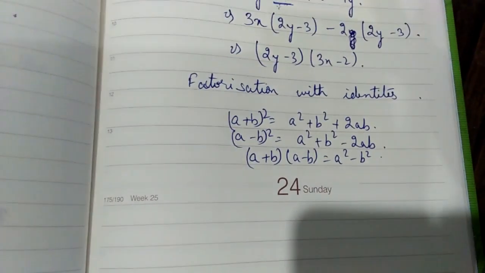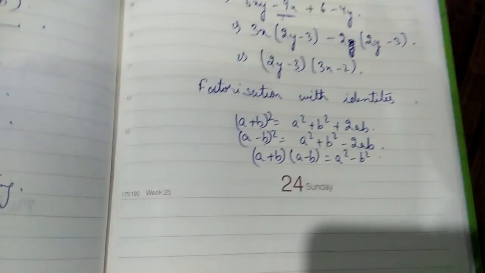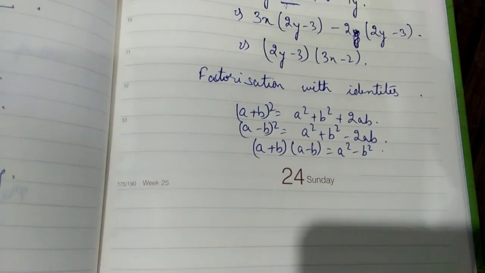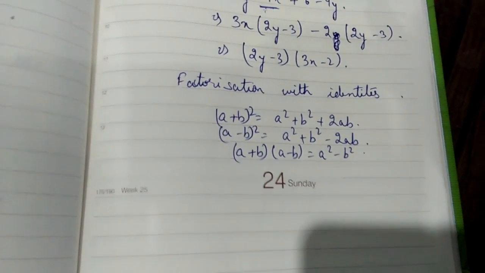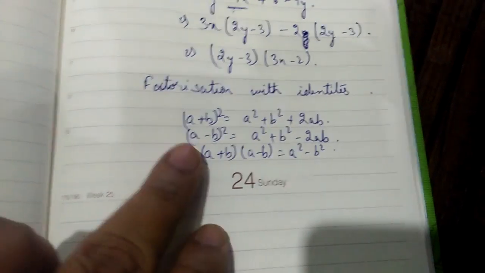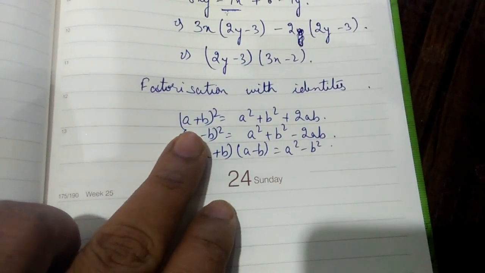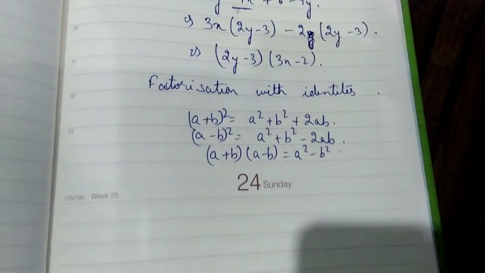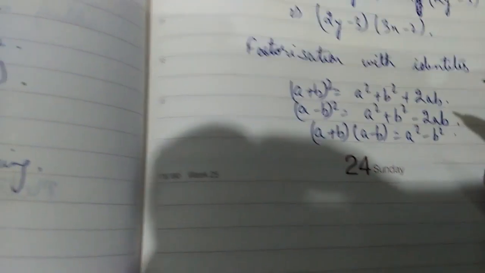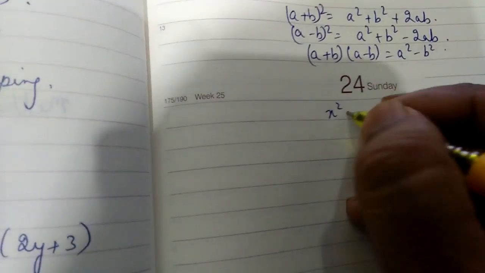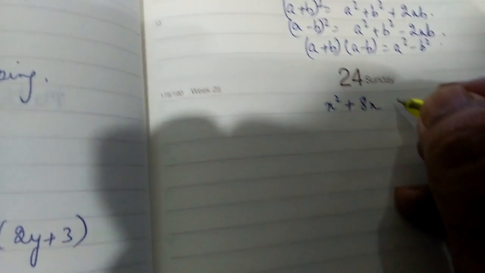So when we are given some expression, we need to see if we can reduce it into the form of a plus b the whole square or a minus b the whole square. So if we are able to do it, we will factorize on the basis of this. Let's see a question here. Let's say x square plus 8x plus 16. We need to factorize it.